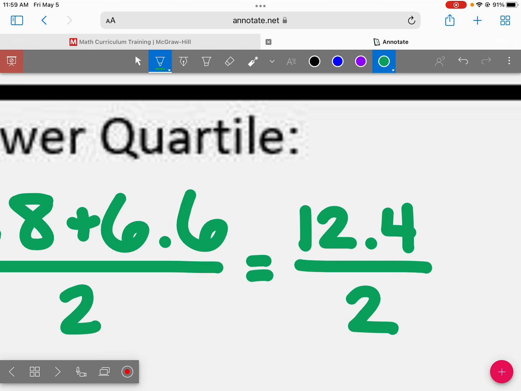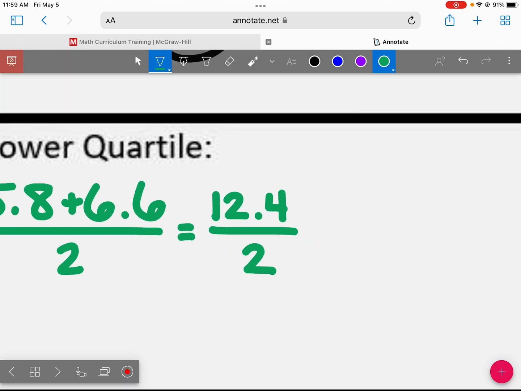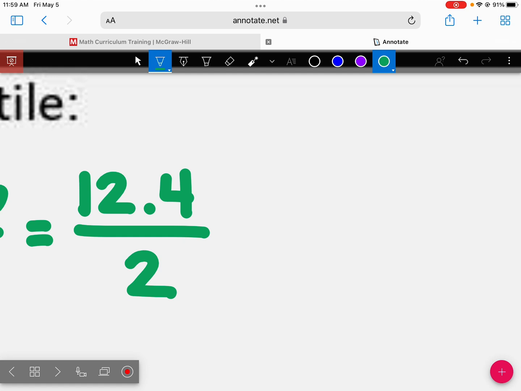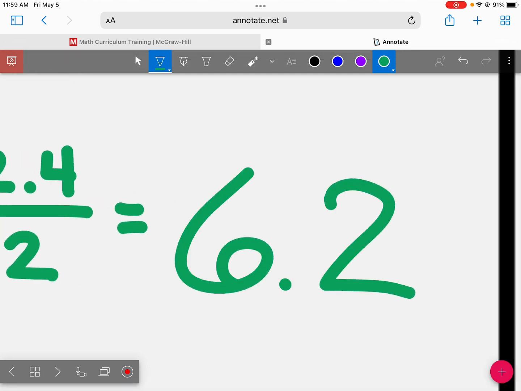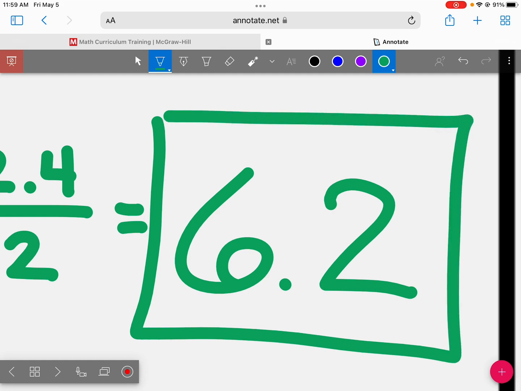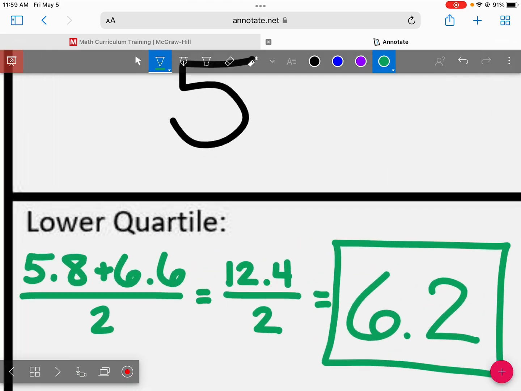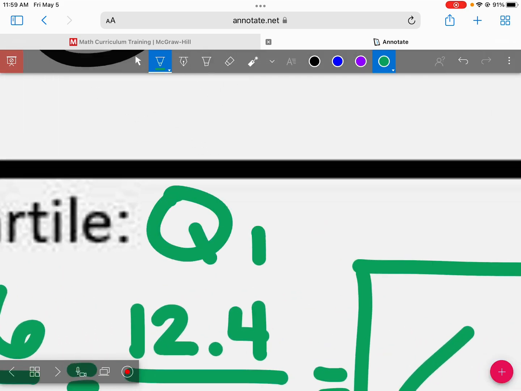Somebody double check me on a calculator. I did it in my head. 12.4 cut in half. 12.4 divided by 2 would be what? 6.2. So that is my lower quartile, my Q1.